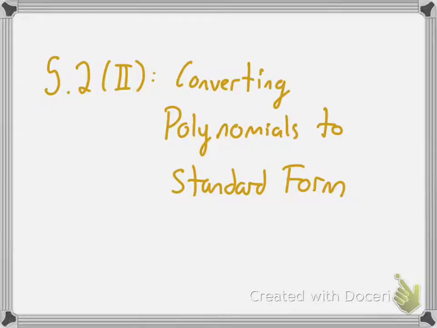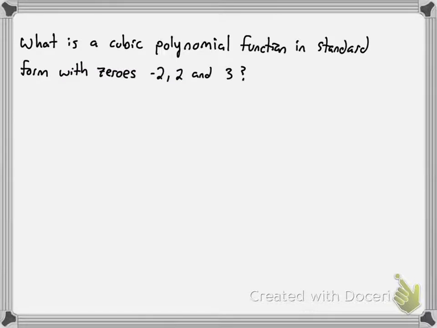In the second part of 5.2, we're going to work with converting polynomials to standard form, as well as talk about what the multiplicity of a zero means. So the first problem we're going to look at asks, what is a cubic polynomial function in standard form with zeros -2, 2, and 3?